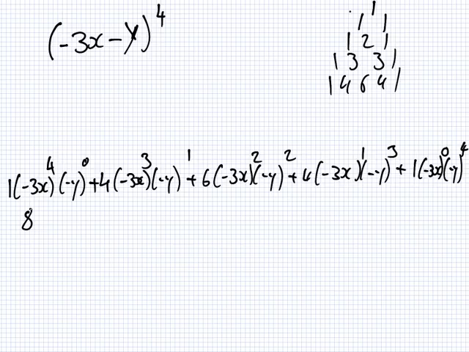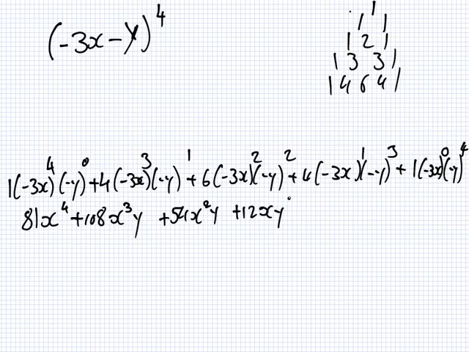81. Yeah. 108? Yeah. Is it? I don't have a calculator. No, it's like 27 times 4 is 108. So, 54 x squared y, and then 12 x y cubed, plus y to the 4.